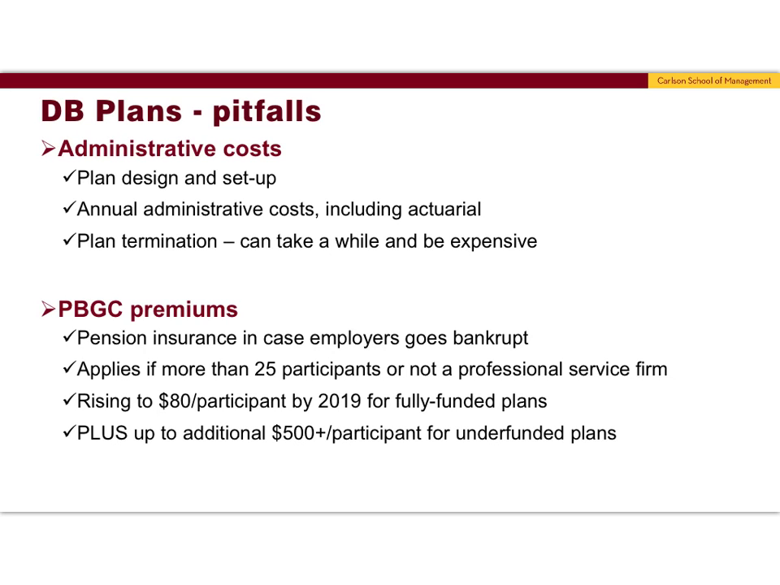PBGC premiums have increased dramatically over the past several years, leading many employers of traditional pension plans to try and find ways to terminate these plans. Currently, the flat rate premium is scheduled to be nearly $80 per participant per year by 2019. In addition, there's a variable premium for underfunded plans that can cost up to an additional $500 per participant per year. This is yet another reason to keep your pension plan, especially cash balance plans, 100% funded.